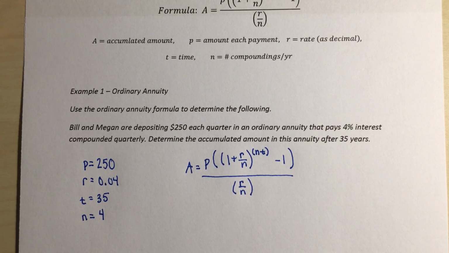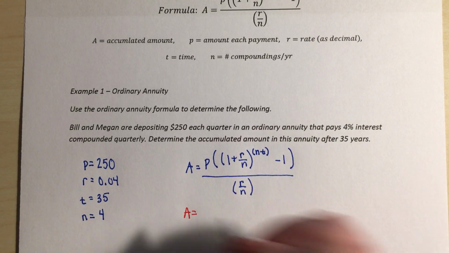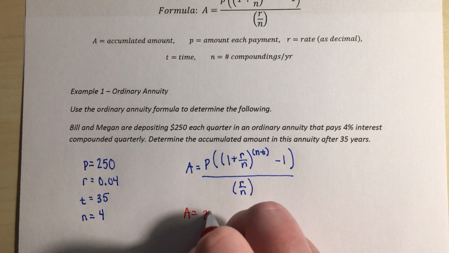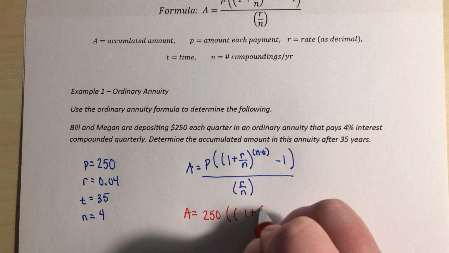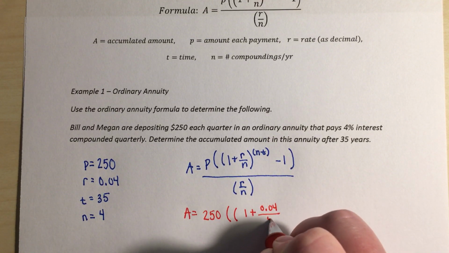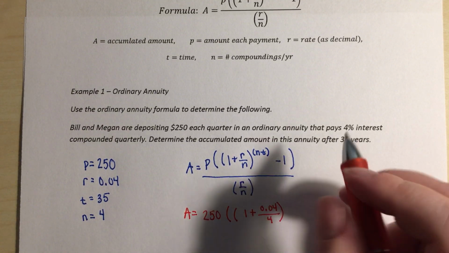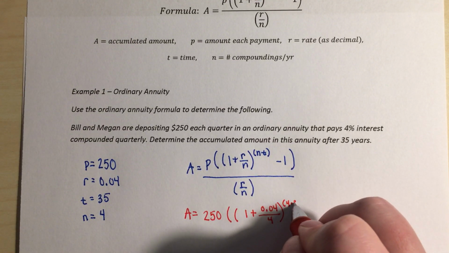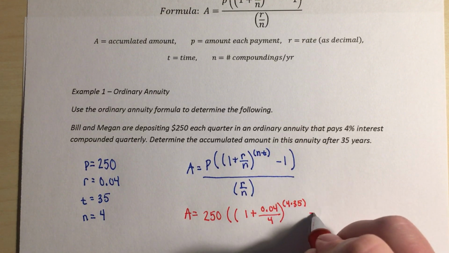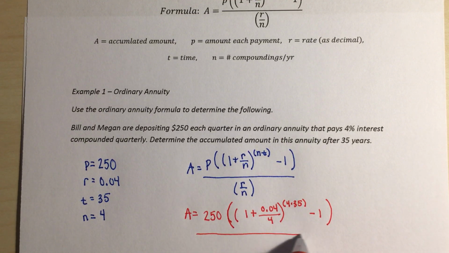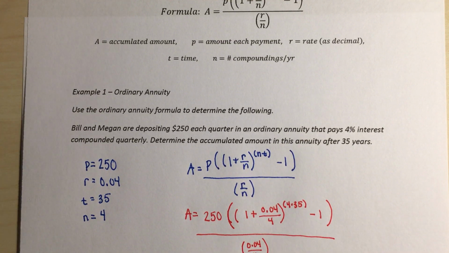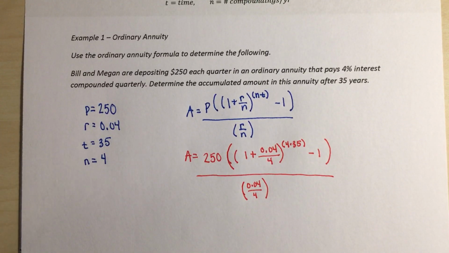So we're going to plug all this information in where it's supposed to be. All right, so P is 250. Parenthesis, 1 plus 0.04 divided by 4 to the N times T, 4 times 35, minus 1, all over 0.04 divided by 4. All right, so we're going to plug this into our calculator.